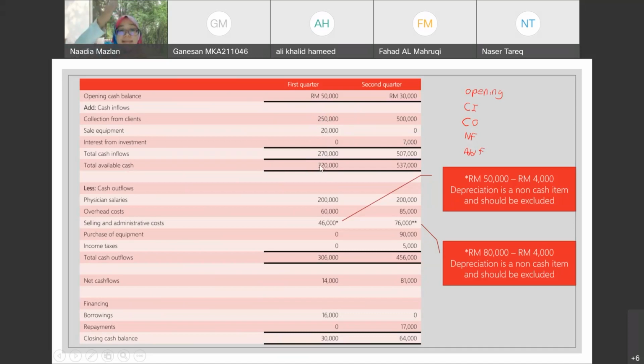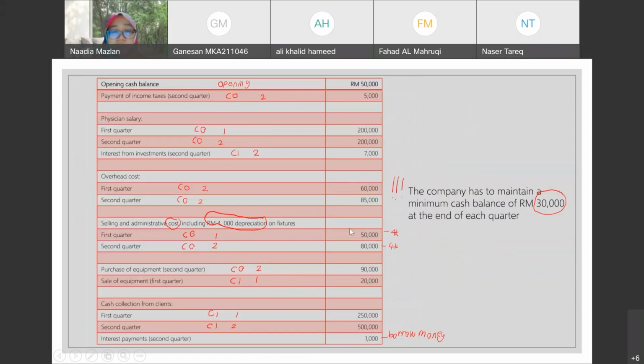Okay, you're going down. Don't go to the next one yet. Go down first. Finish what you have done first. Okay, the first quarter of it. And then we're going to less it or minus it with cash outflow: the physician salaries, which are 200,000, overhead cost is 60,000, and selling and administrating cost is 50,000 for the first quarter.